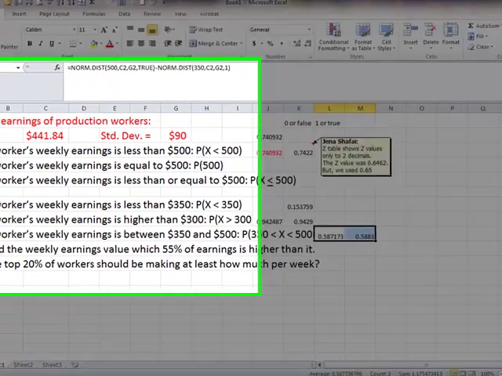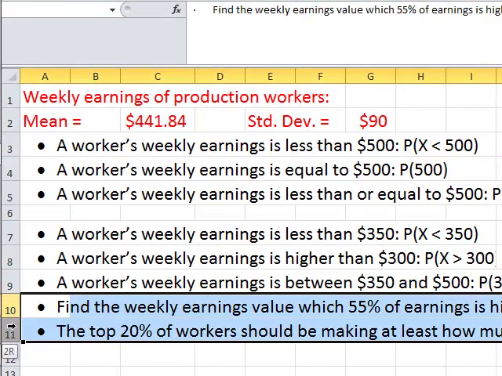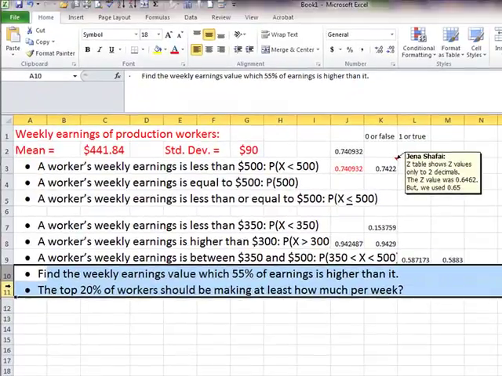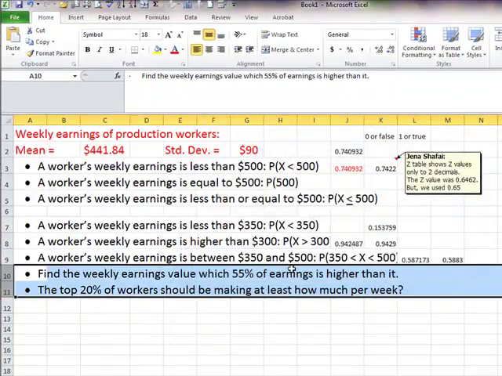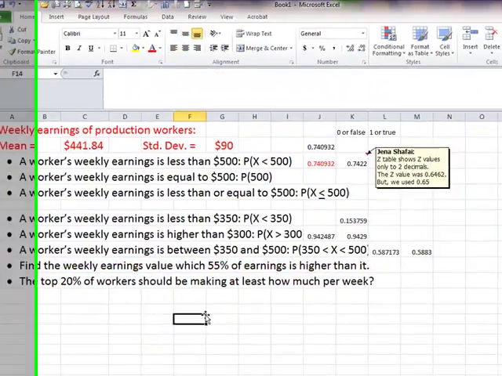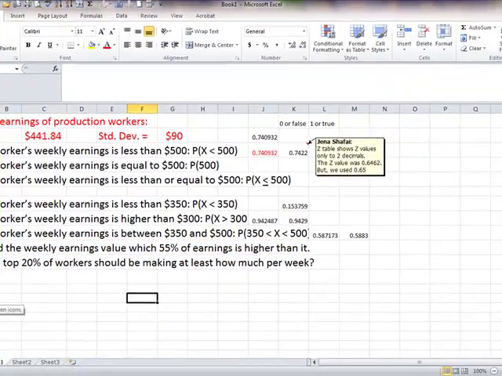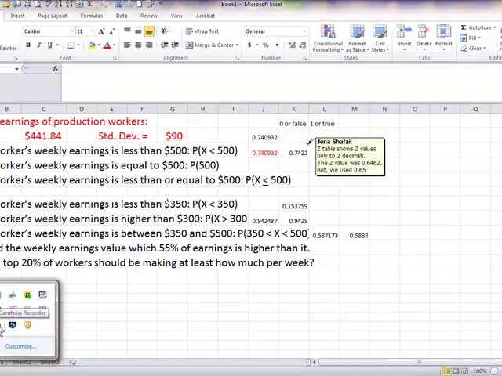The next two videos will be using norm inverse, or we'll be using the normal distribution inversely. We will be looking for values from within the table and then work outwards to find a z-value, and that will be used to compute an x value in our calculations. Thank you for your attention, and I hope you have found this to be helpful.